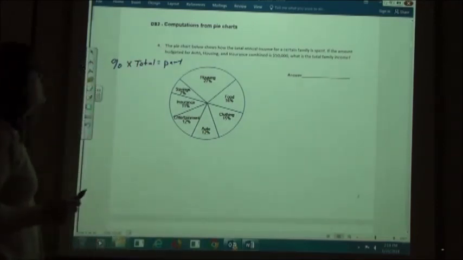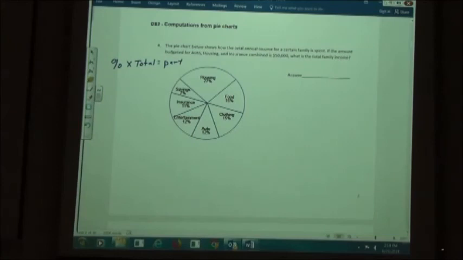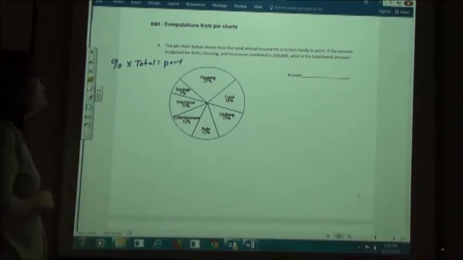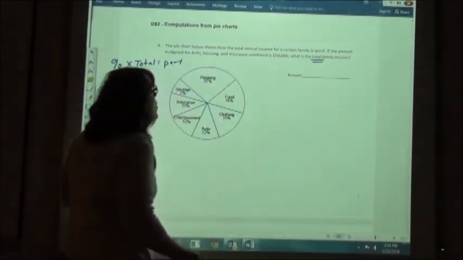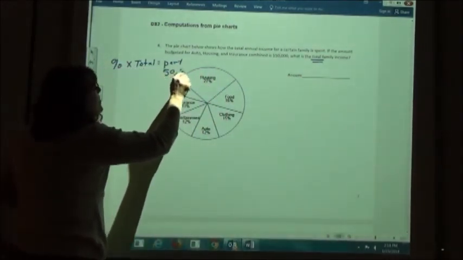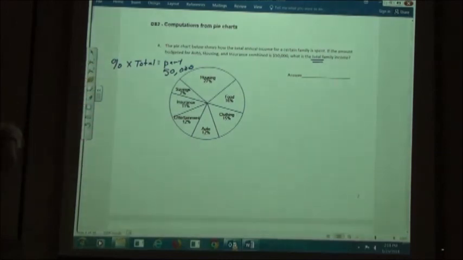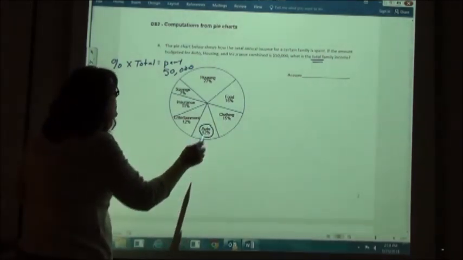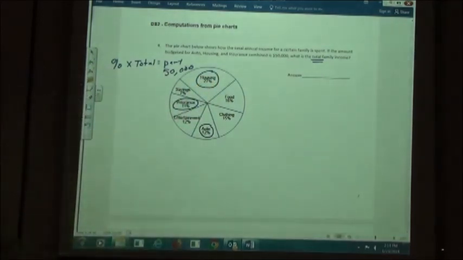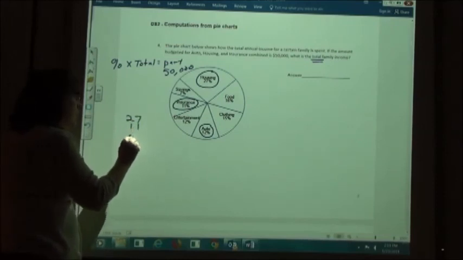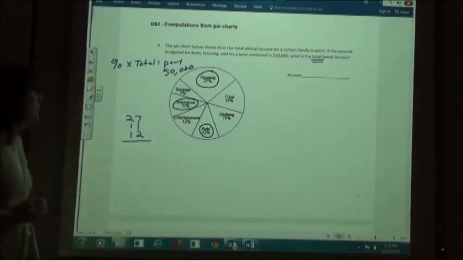It says the pie chart below shows how the total annual income for a certain family is spent. The amount budgeted for auto, housing, and insurance is $50,000. What was the total family income? So this question asks for what is the total. We know the part then is the $50,000. The percent we've got to figure out. We have auto at 12%, housing at 27%, and insurance at 11%. So we're going to start by adding 27 plus 11 plus 12. Gives us how much?